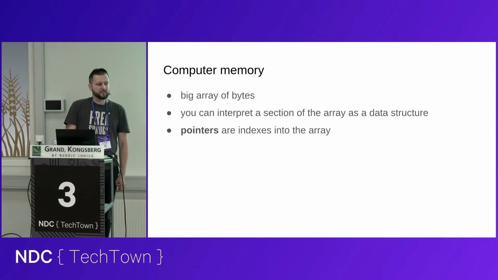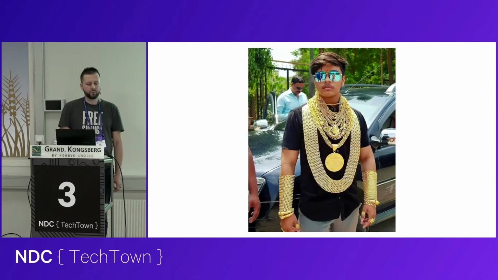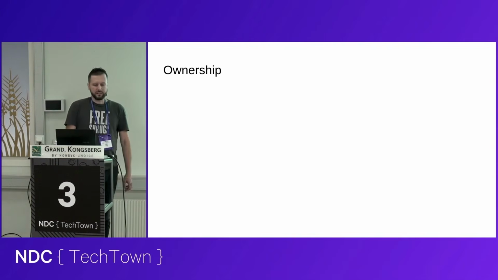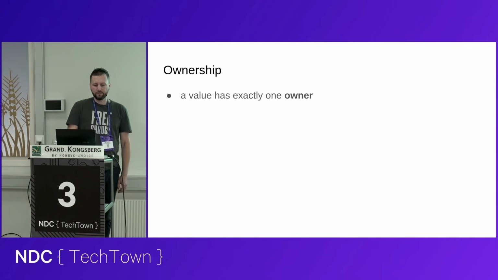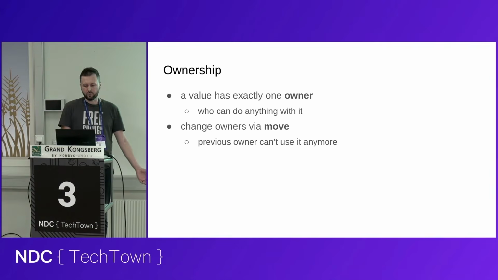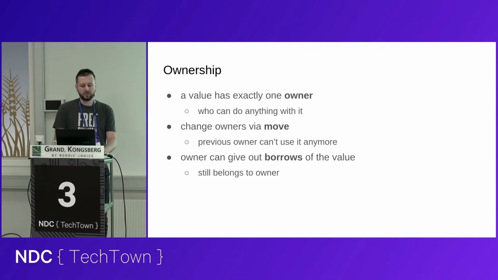So what Rust does is introduce abstractions and one very important concept, and that is ownership. Every value has exactly one owner who can do anything with it, mutate it, read it, write it. And if you want to change owner, you move the value, but that means that the previous owner can't touch it anymore, right? And the owner can loan out the value, give out borrows, and in that case, the value still belongs to the owner, but he can't use it until the borrow is returned.